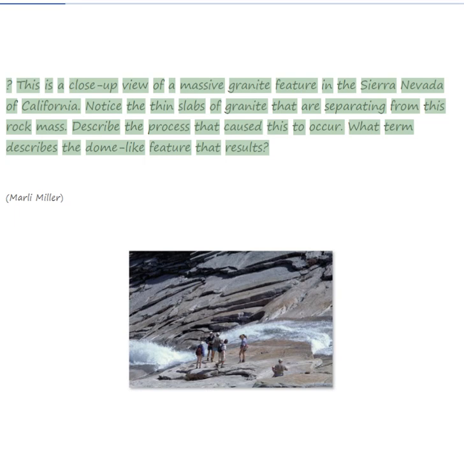This is a close-up view of a massive granite feature in the Sierra Nevada of California. Notice the thin slabs of granite that are separating from this rock mass. Describe the process that caused this to occur. What term describes the dome-like feature that results?